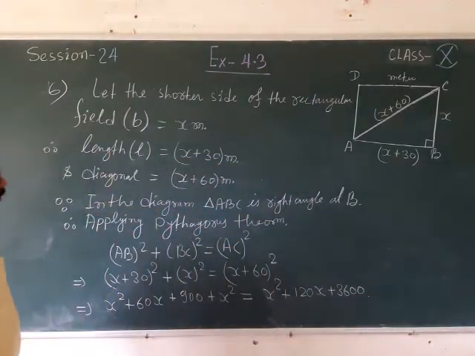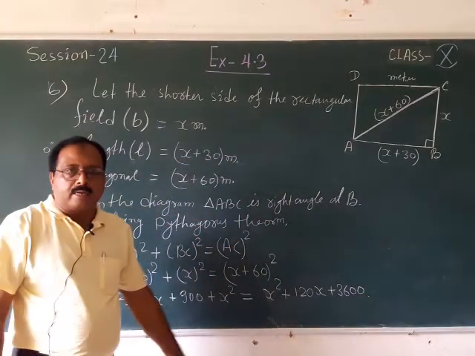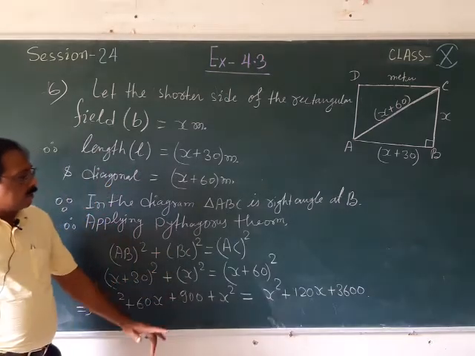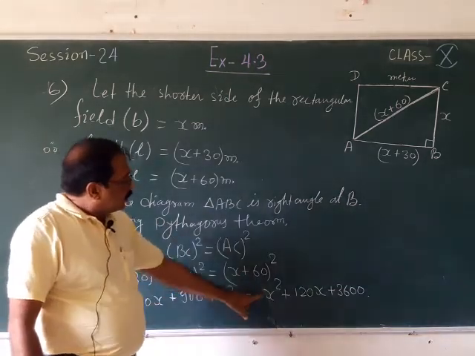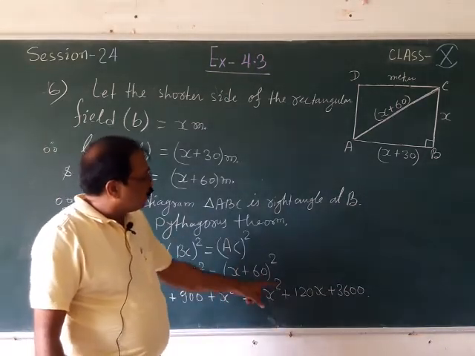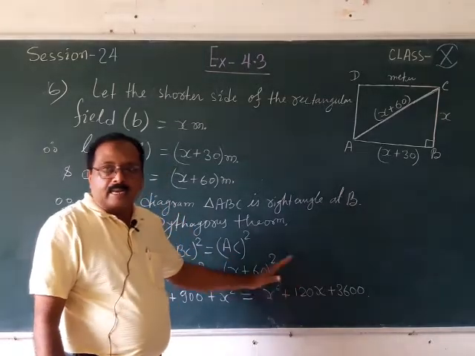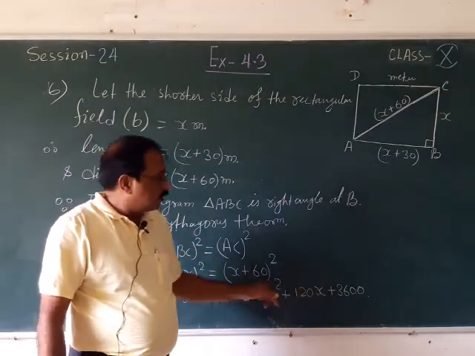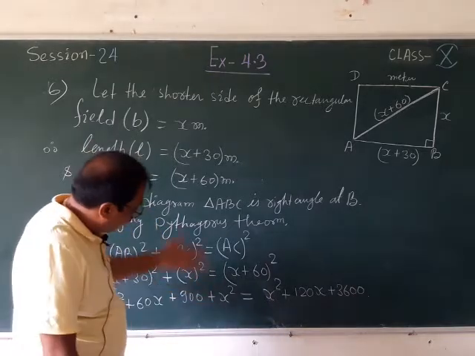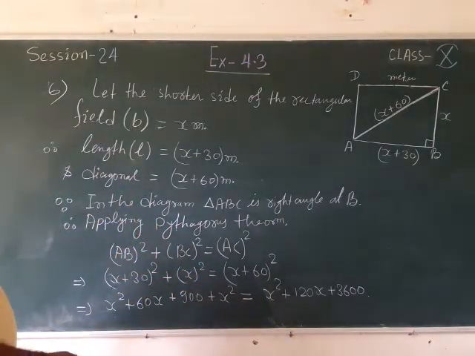I have applied (a plus b) whole square, that is a square plus 2ab plus b square. So here you are getting x square plus 2 into x into 60, which gives 120x, and then plus 60 square, which gives you 3600. So in both the sides you can see that something you can cancel.